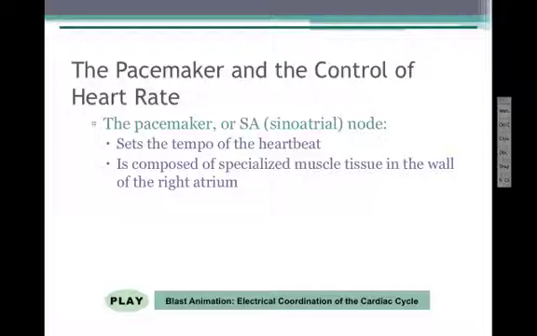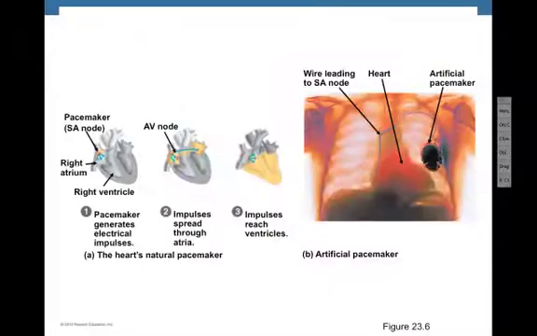So this animation is very important so you can get a sense of how the heart is controlled by this SA node. Well, you also have another node in the heart called the AV node, or atrioventricular node. Now, if you look at this picture, which is also on page 5100, the SA node is the pacesetter of the heart. It sets the beating of your heart.